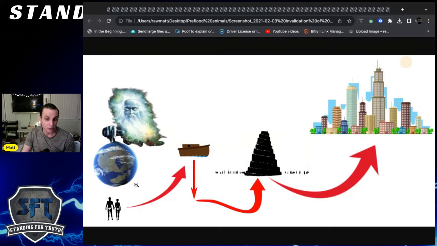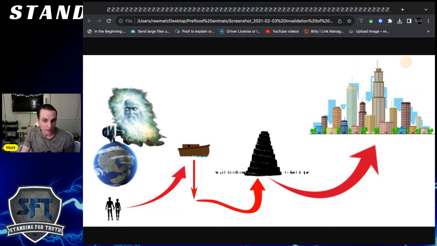So we have the creation and a global bottleneck going into the flood, and then people getting off and merging together until there was another bottleneck of the Peleg generation where the languages were confounded. And then they branched off into the world that we have today. So we have people with perfect genomes that were living for almost 1,000 years going onto Noah's Ark. And they got off, and Noah, having children at such an old age, plummeted that lifespan. And they began dropping off drastically at that time.